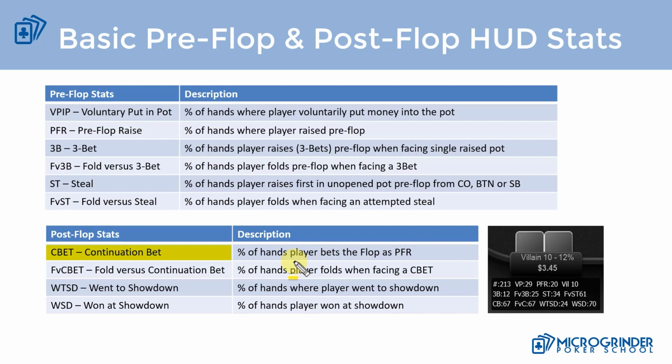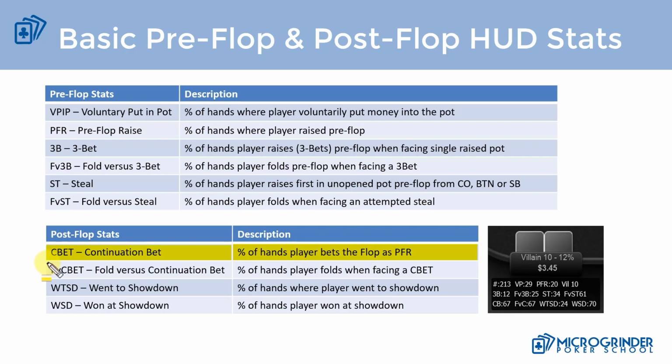Now, there are multiple different types of continuation bet stats. There is a flop continuation bet stat, there's a turn continuation bet stat, and there's a river continuation bet stat. And you can break it down and look at each individual street if you want, but by default, with this one, we can just have it look at the flop, and that'll be fine for a lot of instances. But if you want to see how often somebody is betting on multiple different streets, we can do that as well.